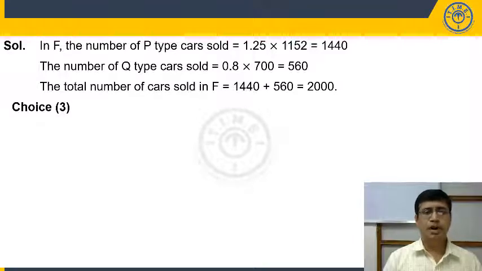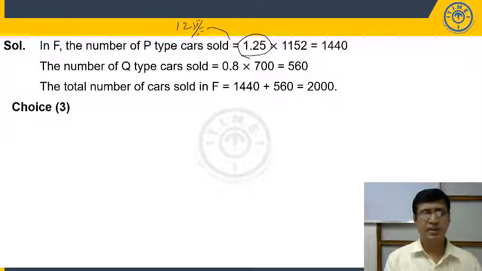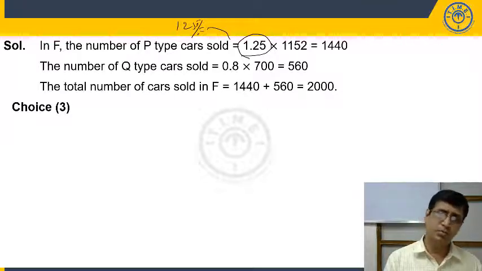P type car sold 25% more means 125%. 125% is 1.25. So what are the type P cars sold in F? It is 25% more than that of E. So find the E value and multiply with 1.25. Similarly, Q, simplify, you get 560. The sum of those two is the answer.